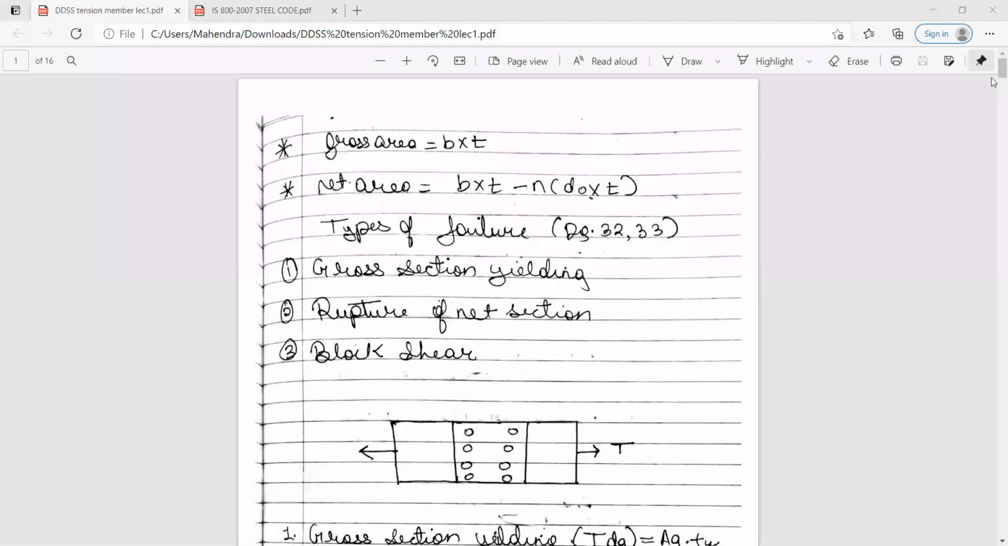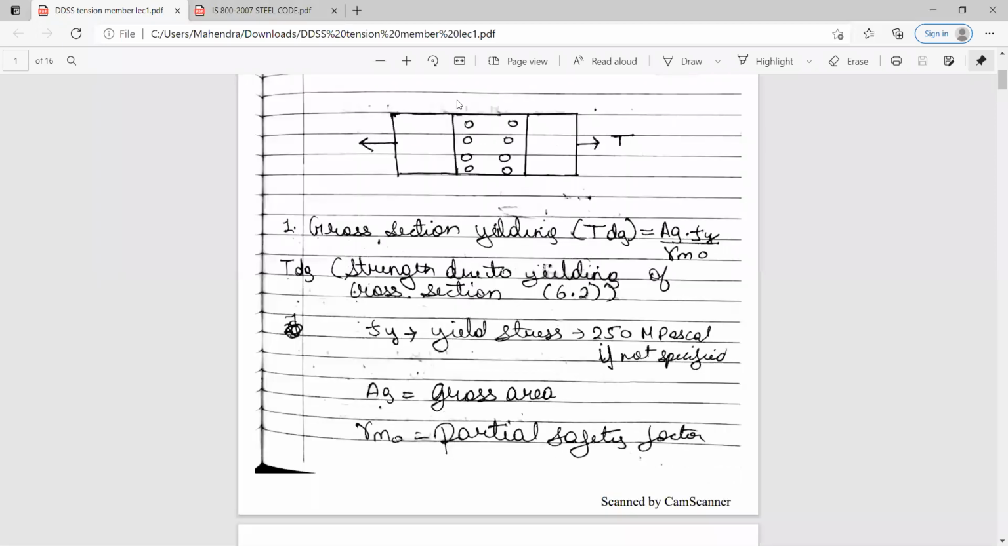As you can see, this is the diagram for the bolted connection. On this particular diagram, there are a total of 8 bolts connected, and the tension is acting over here on this connection.